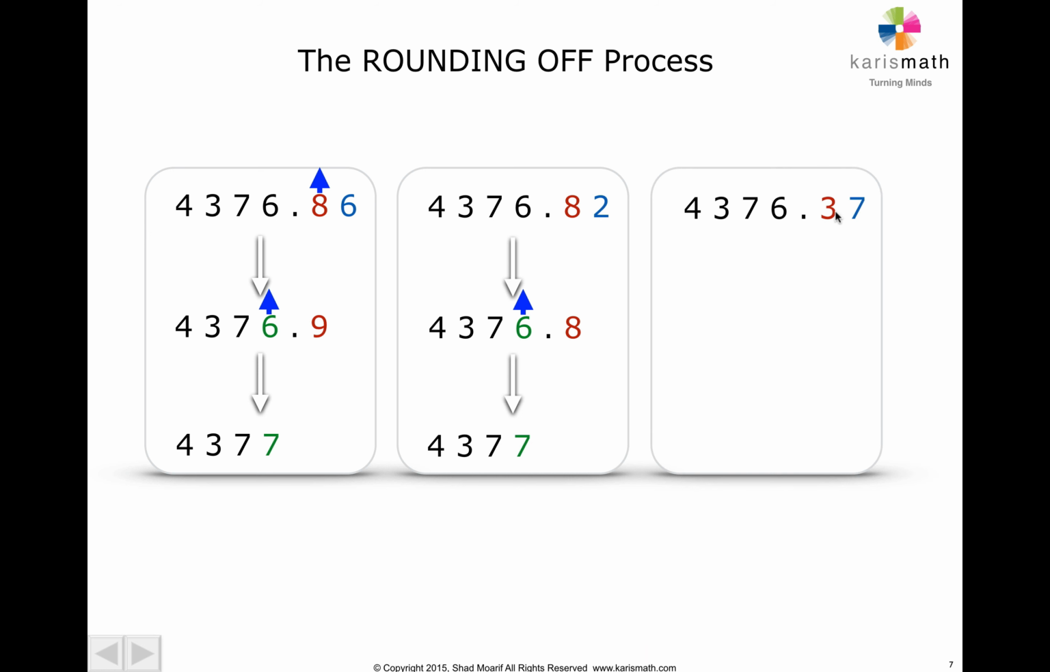Try this one. Here, this last number is more than 5, so this becomes 4. It increases by 1. It's like 0.37 is almost like 0.4, or 4 tenths. And if we want to write this as a whole number, then this is less than 5, so we don't do anything to 6. We keep it as it is and just zero out 4. And so that disappears, and the answer is 4,376. That's how we do it.